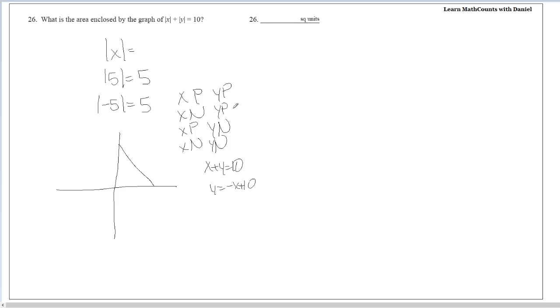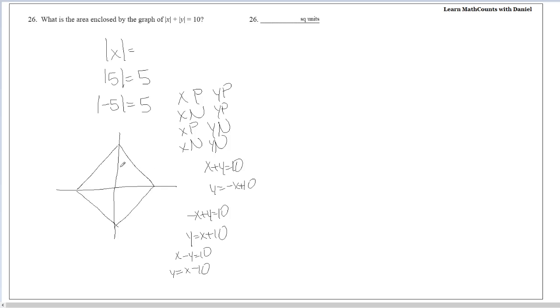Alright, so for x negative, y positive, what we do is we have negative x plus y equals 10, and we find that y equals x plus 10. But because this is x negative, y positive, our graph will be here. So it'll look something like this. For x positive, y negative, now we have x minus y equals 10, y equals x minus 10, which will be, I believe, in this quadrant. And I think you can see where this is going. We draw this final line.